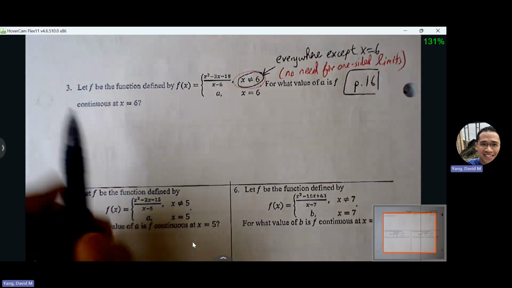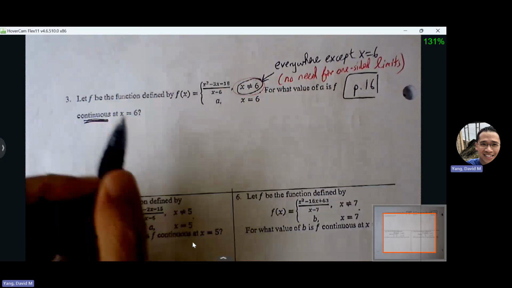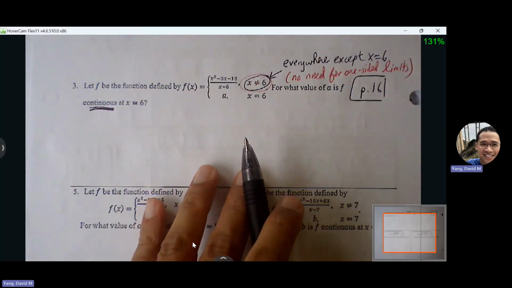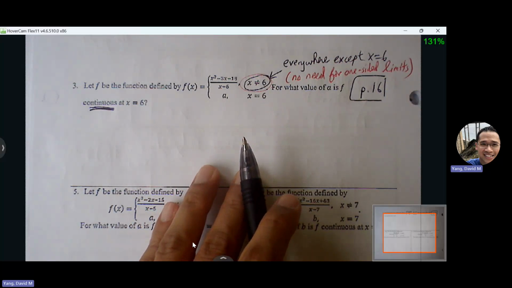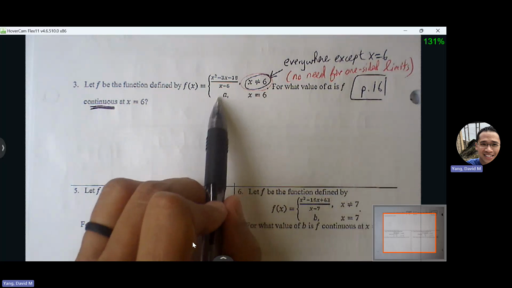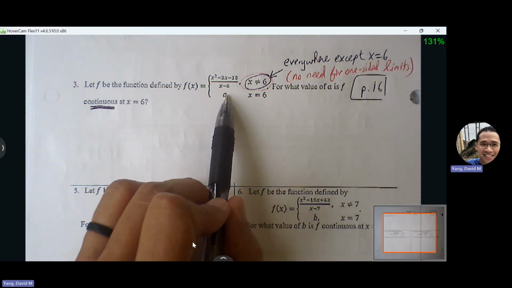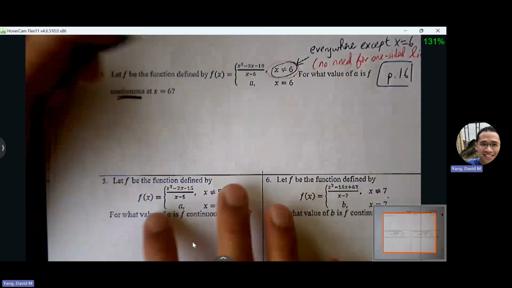Now, we want continuity. So because we want continuity, we're just going to step through our continuity conditions. By the time we get to the end, we're going to be able to solve for A without even trying to. It's just going to naturally show up for us. Okay, so let me just show you what that looks like.